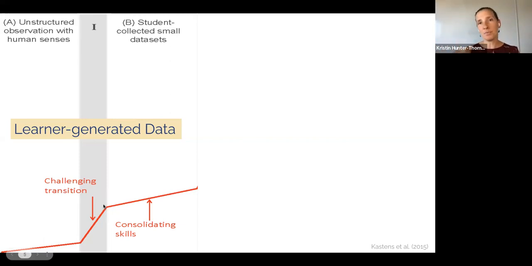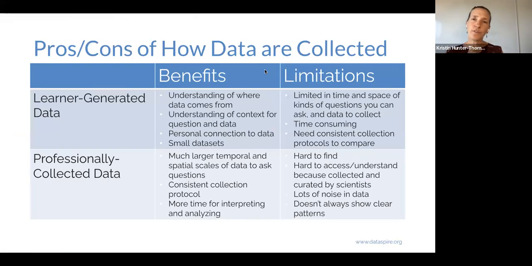These are both examples of learner generated data, but there's a big inflection point. There's a big transition point here to go from these unstructured observations to more structured, consistent, student collected small data sets. So what about professionally collected data?